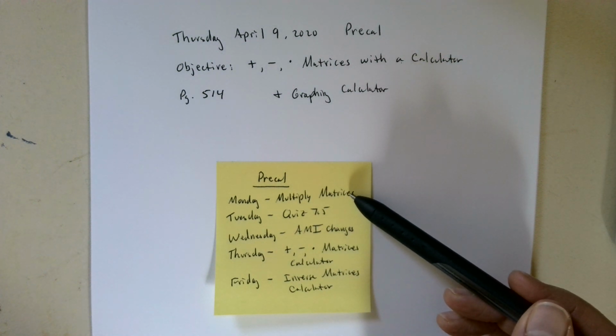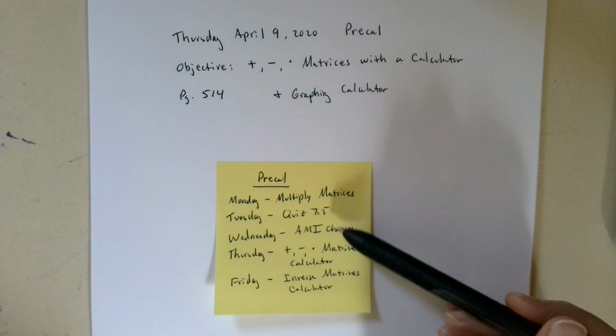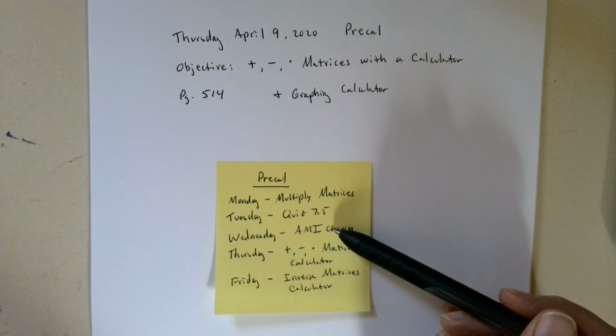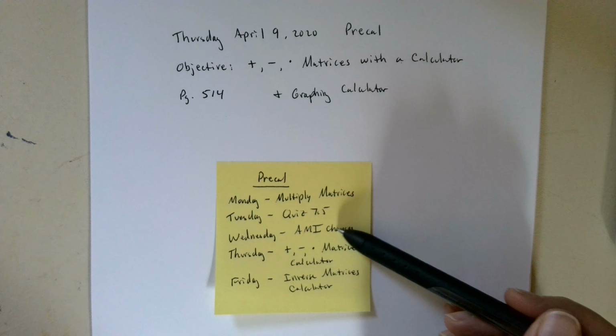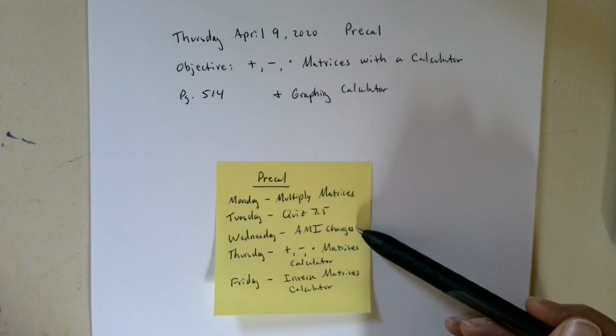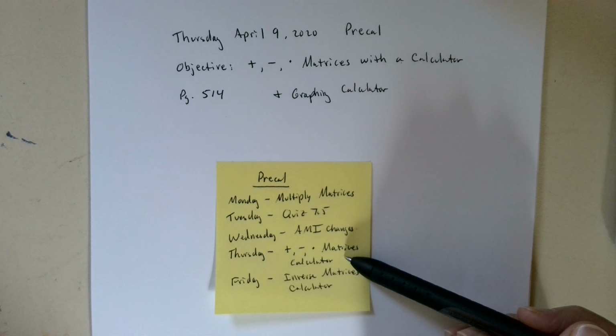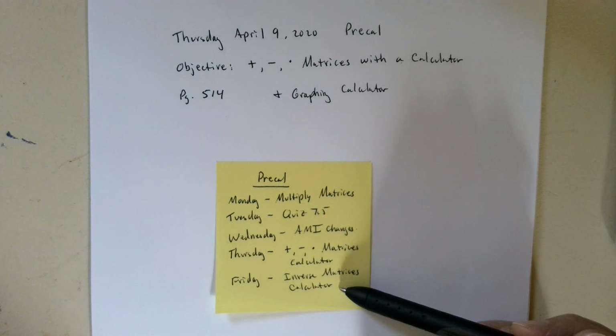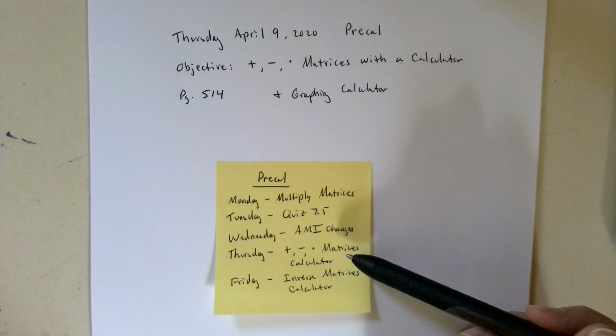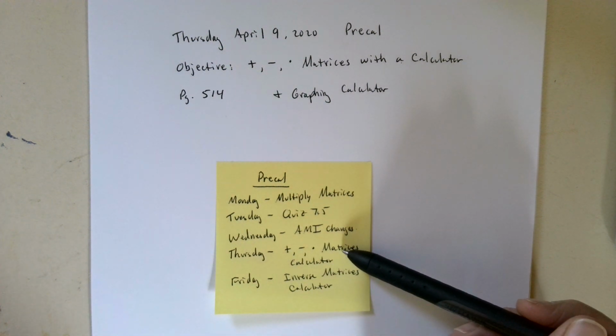Kind of our week so far. You had multiplying matrices on Monday, had our quiz on Tuesday. For Wednesday, you had a little survey and talked to you about the changes with our AMI instruction. Today, I want to talk about the matrices with your calculators, and tomorrow we're going to talk about inverse matrices and calculator.